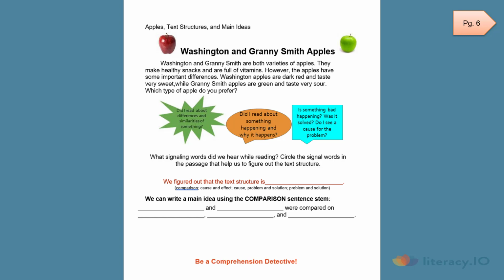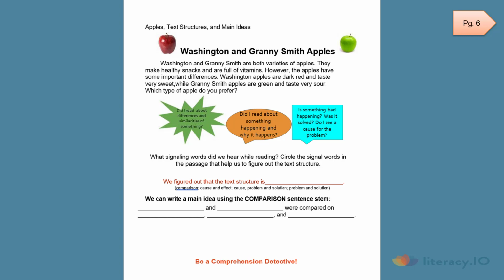Now that I'm done reading, I have several questions I'm wondering. Did I read about similarities and differences of something? Did I read about something happening and why it happens? Is something bad happening? Was it solved? Do I see a cause for the problem? I'm definitely thinking that this might be comparison because I had 2 distinct topics, Washington and Granny Smith apples. It even talked about how they're the same and somewhat different.